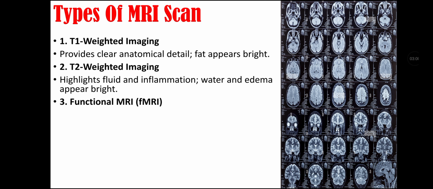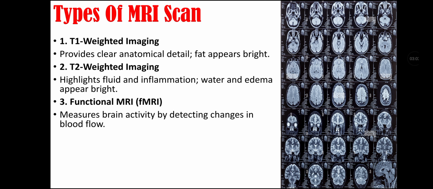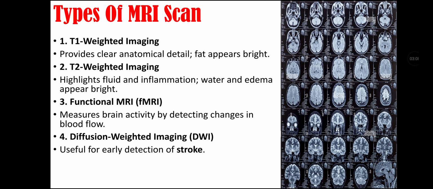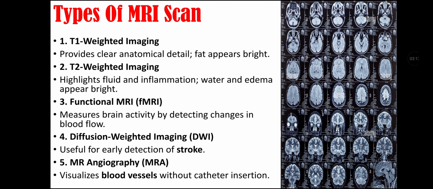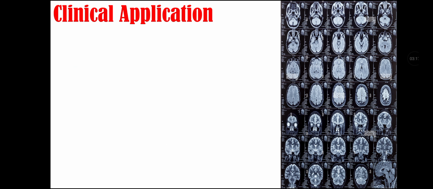Third type is functional MRI, which measures brain activity by detecting changes in blood flow. Fourth type is diffusion weighted imaging, which is useful for early detection of stroke. And fifth type is MR angiography, which is used to visualize blood vessels without catheter insertion.